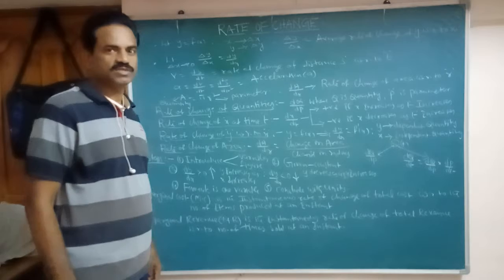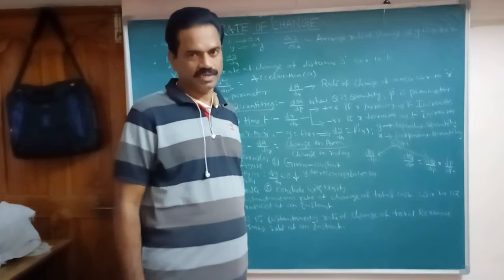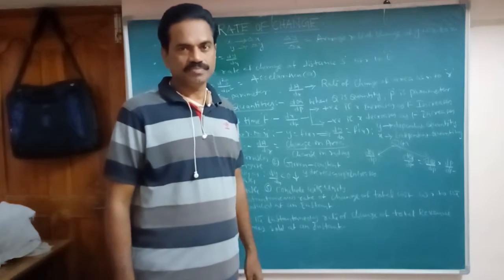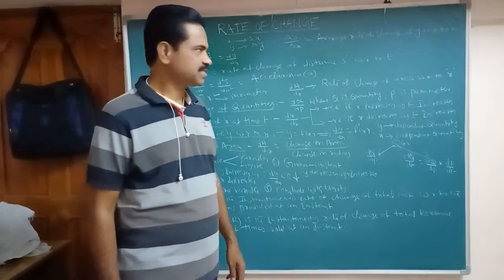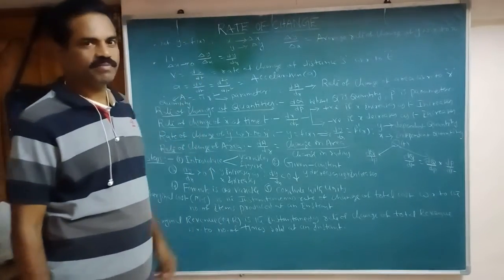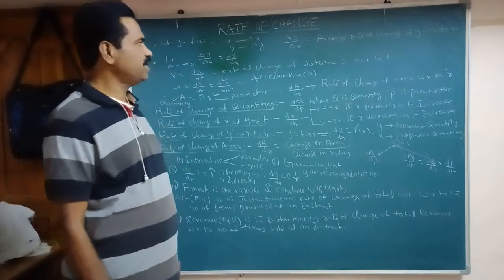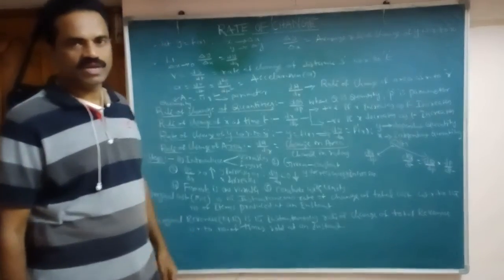Limit delta x tends to 0, delta y by delta x is what? It is dy by dx. What is dy by dx? It is the rate of change of y with respect to x. So limit delta x tends to 0 of delta y by delta x is dy by dx.